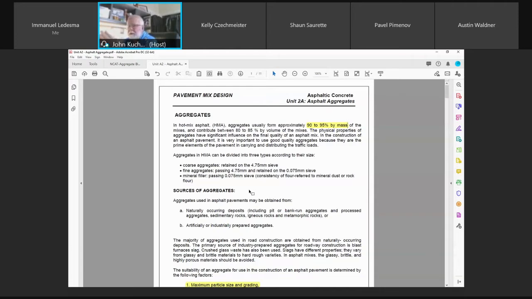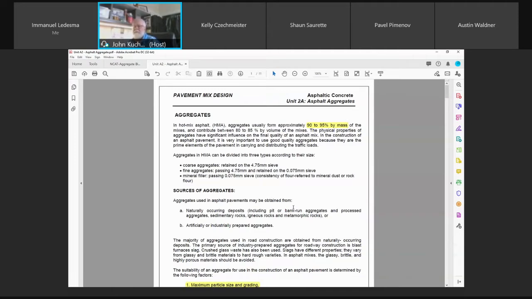Essentially, we can categorize our aggregates into 3 sizes, very similar to concrete. We have our coarse, which is essentially retained on the 4.75. We have our fine aggregate, which is passing 4.75. And sometimes they have additives or mineral fillers. And these are the real fines that pass the 0.075. Sometimes you have to add a little bit, and that's classified as mineral filler.